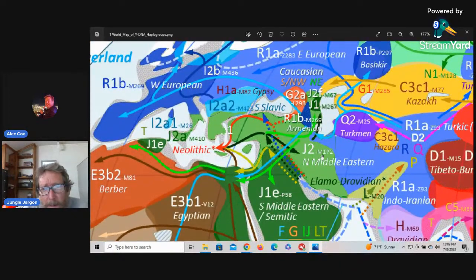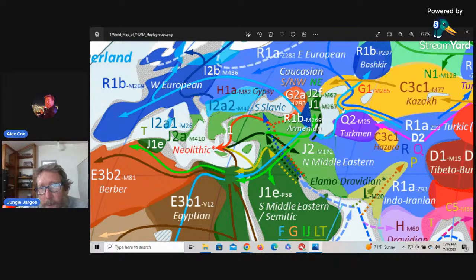which there's more than these haplotypes, this M172 and this P58. There are other groups besides that in these areas, but apparently these are the predominant haplotypes in the area. So that's why they're colored like this. It's just a general thing.